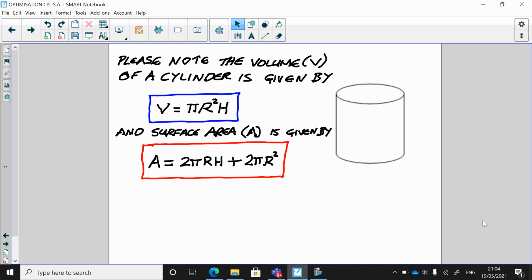Think about a kitchen roll or a toilet roll inner, and you cut it with a pair of scissors. Then you fold it out, you'll get a rectangle. That's what 2 pi r h comes from. But if it was capped on top by a circle top, circle bottom, circles of area pi r squared, so there's two of them, that's why it's 2 pi r squared.